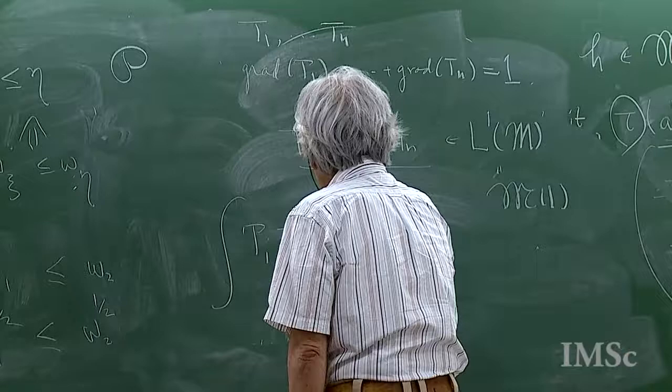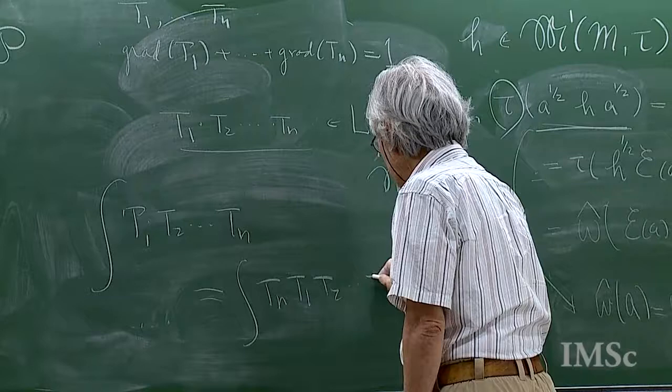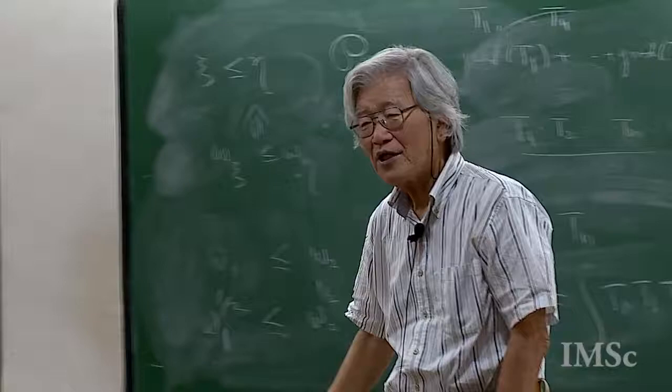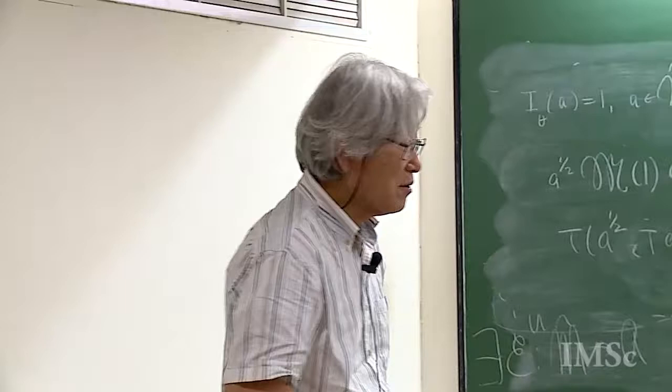Then a miracle occurs, just like trace. It is invariant under cyclic permutation, just like a trace, right? The trace is exactly like that. So this is the one thing.